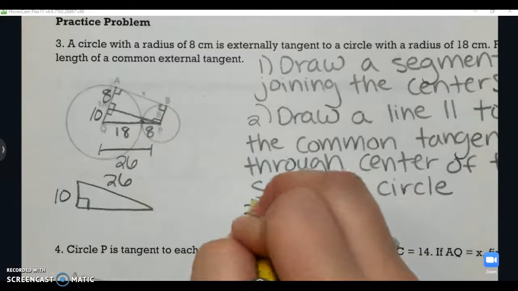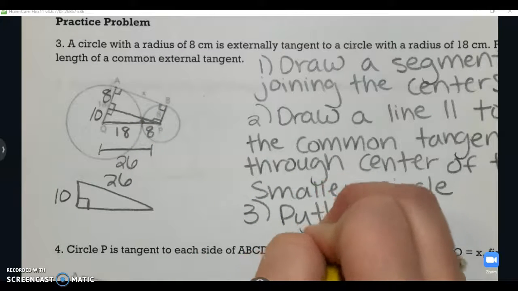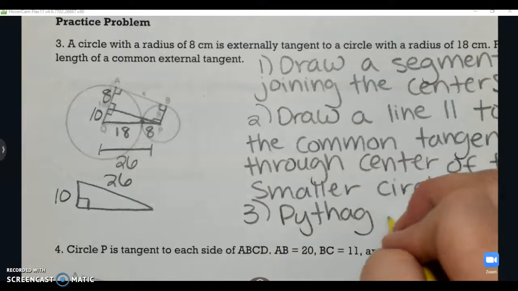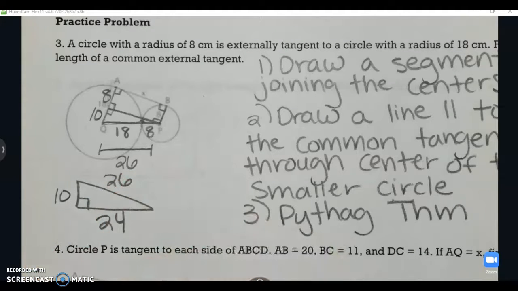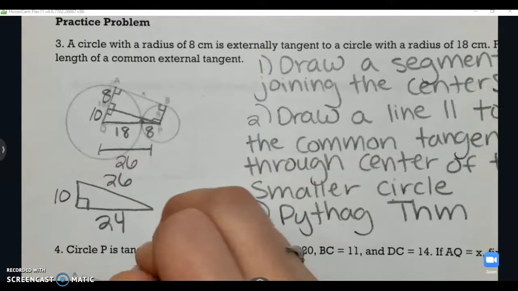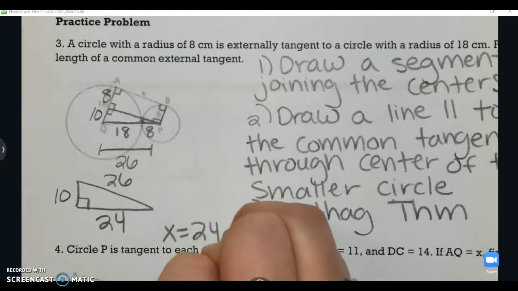So the last thing we're going to do is use the Pythagorean theorem, or you can use your triple, to find the missing side. Now, this is actually part of a 5, 12, 13 family, so I don't need the Pythagorean theorem. That missing side is 24. So x is going to be equal to 24 centimeters.